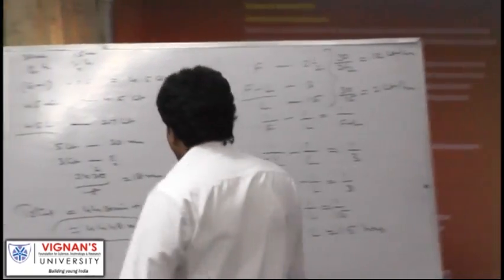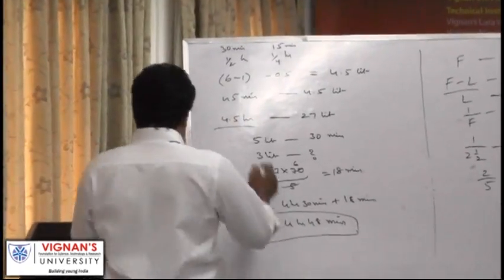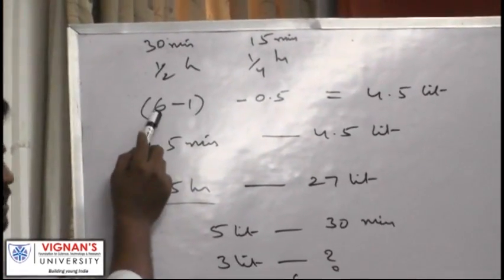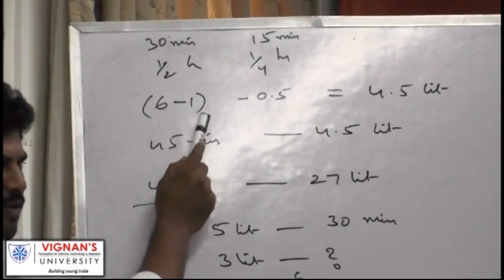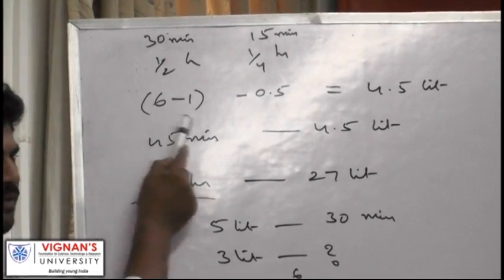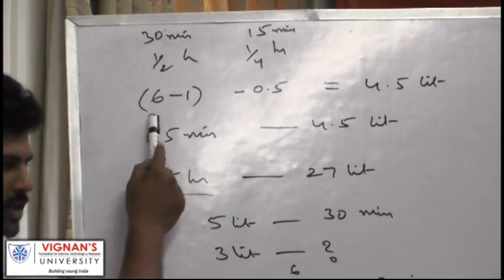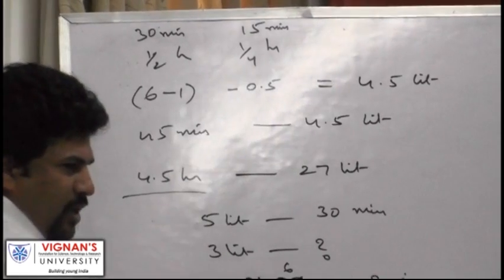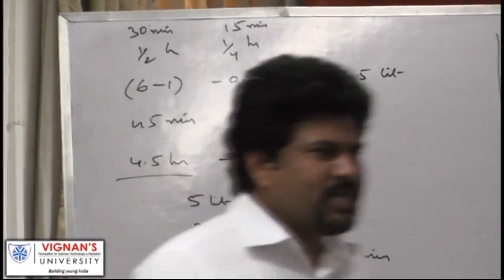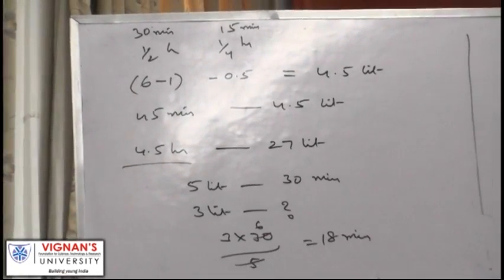So in one cycle, in half an hour it is filled. 1 hour 12 liters, half an hour 6 liters. 1 hour 2 liters, half an hour 1 liter. This is emptying and this is filling. So net effect in 30 minutes is 5 liters. The next 15 minutes, another 0.5 liters is emptied. So net effect in 45 minutes is 4.5 liters.